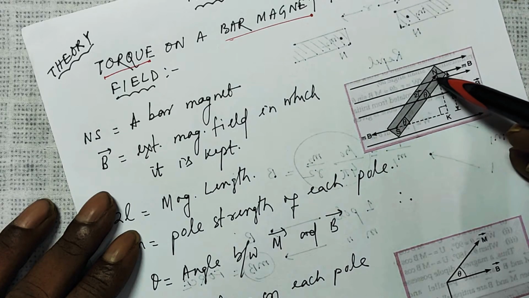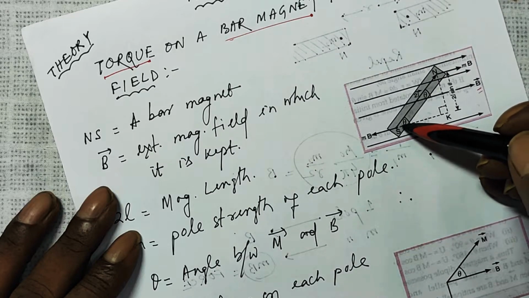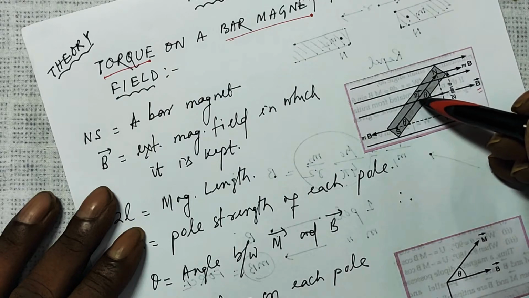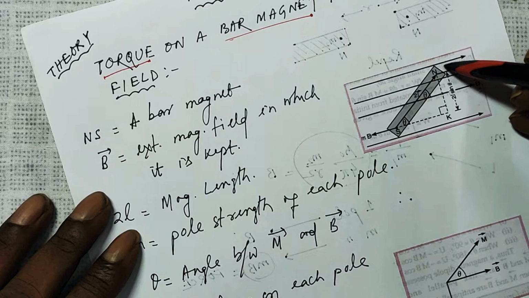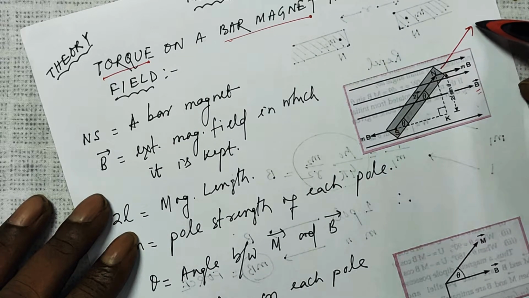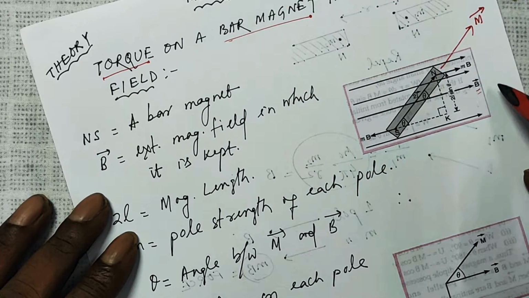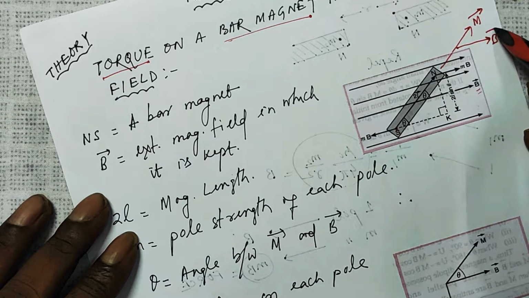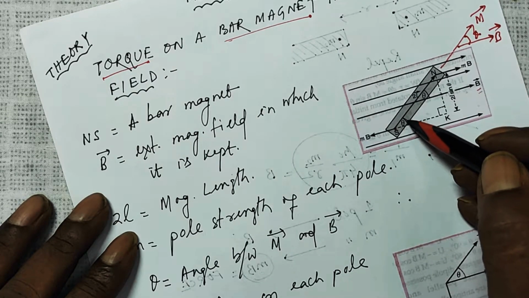This is the south pole of the magnet. This is the north pole of the magnet. The magnetic length, that is from S to N, is 2L, and its magnetic moment is pointing from south to north, to this side. And the external magnetic field, capital B, is pointing to this side. The angle between them, I have taken as theta, that I have shown here and also here.